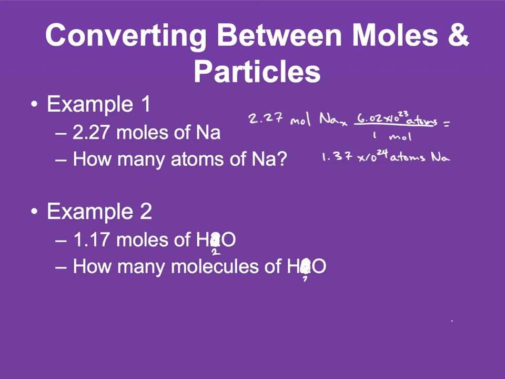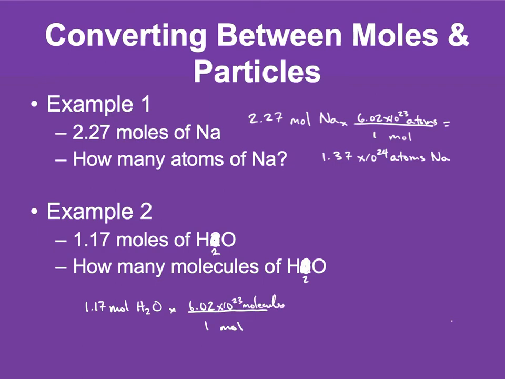Well, once again, we have 1.17 moles of H2O. Okay, and that's how we write it. MOL is the abbreviation that you will see. We need to get rid of the unit for moles, so that's going to go on the bottom, per every 1 mole. And that number is 6.02 times 10 to the 23rd. We're going to say molecules this time.